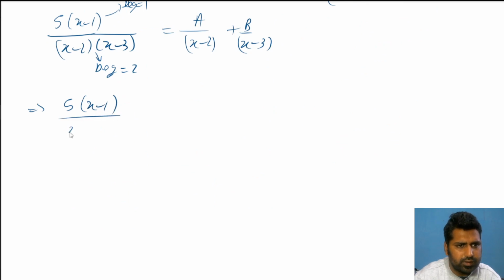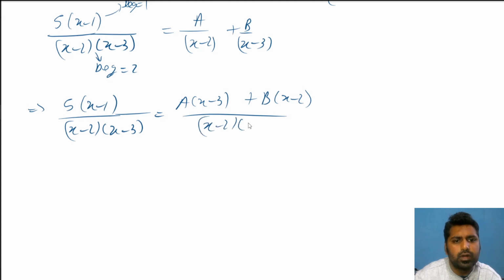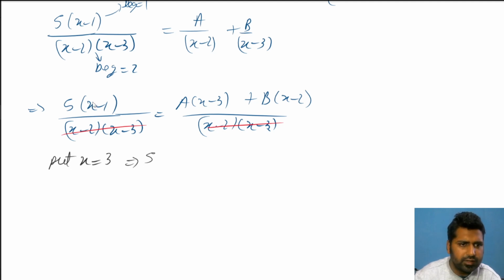(5x minus 1) upon (x minus 2)(x minus 3) equals (a(x minus 3) plus b(x minus 2)) upon (x minus 2)(x minus 3). Okay, cancel. And now we don't create equations. What do we do? We use the shortcut by putting the value of x. I want to make a 0, so put x as 3. That gives me 5 into 3 minus 1, which is 2. So 5 into 2 is equal to b into (3 minus 2), which is 1. So that gives us b as 10.